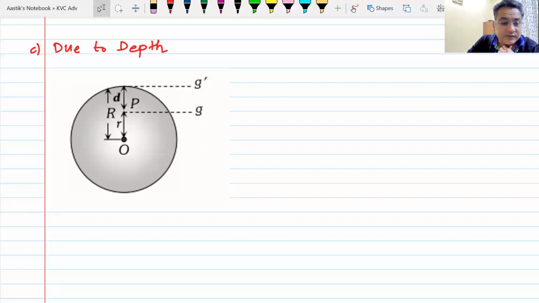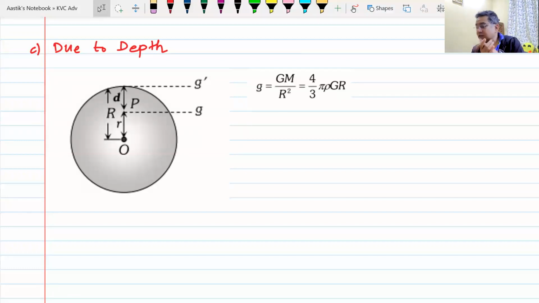Now, if I call the acceleration due to gravity on the surface GM by R square, 4 by 3 pi rho G R, then acceleration due to gravity inside the planet at a distance d from the surface can now be written in this fashion.